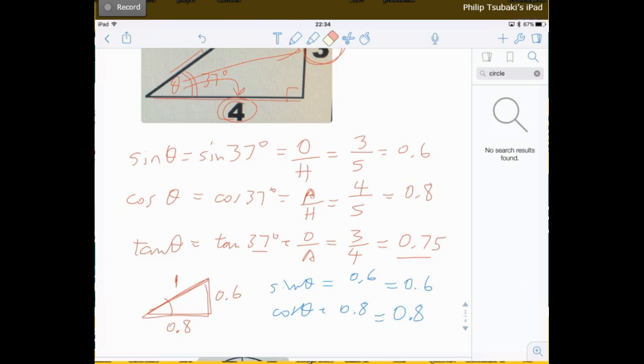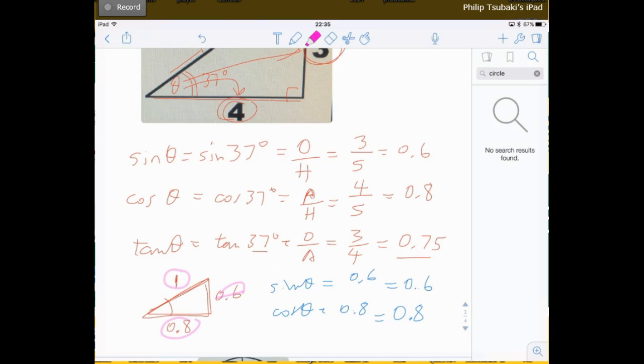Now I can just say, hey, I can just look at the opposite. It's 0.6, that's also the sine. I can just look at the adjacent. It's 0.8. That's also the cosine. It's a lot easier to figure out the sine and the cosine if the length of the hypotenuse is 1, right? Because I don't need to divide.